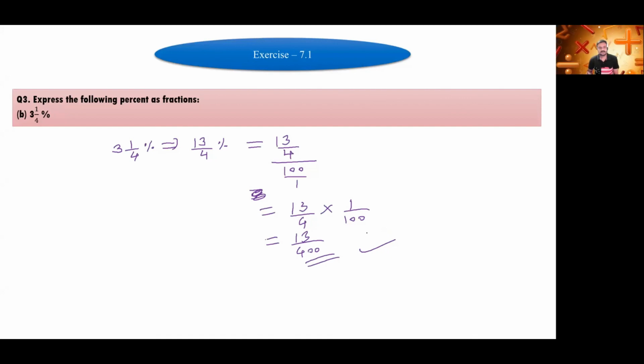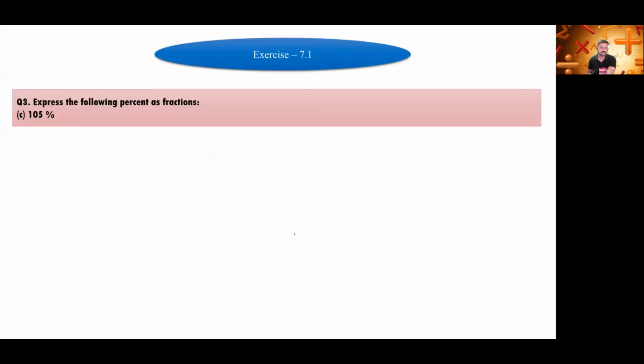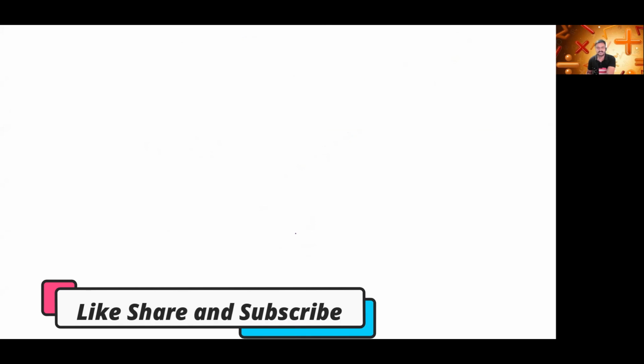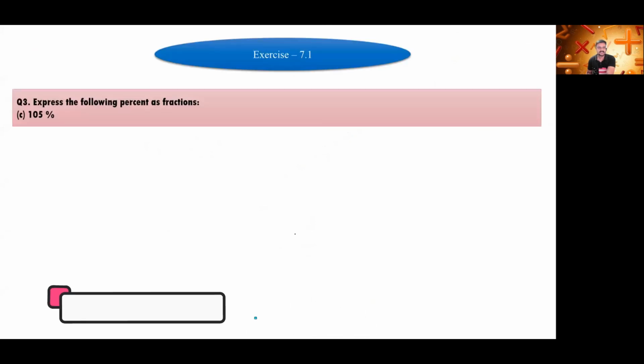So we will stop here. C and D is homework for you. Question number 3, only C is there, I think. That C is homework for you. We will continue with question number 4 from tomorrow. Tomorrow, I think there is a holiday. You will get a message on your class WhatsApp group after all the classes are over. Tomorrow there is a study leave.